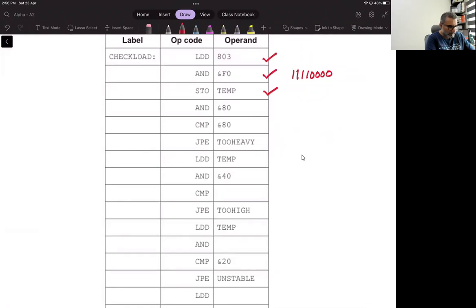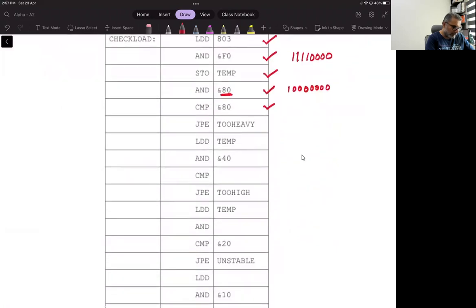Then AND 80. This ends with 80, but that is in hex form. So this is basically 1, 2, 4, 8, and 8, 0, 0, 0. So this is ANDed with it, and this has become this. Then it is compared with it. Obviously, it will be the same. Jump if equal to too heavy.